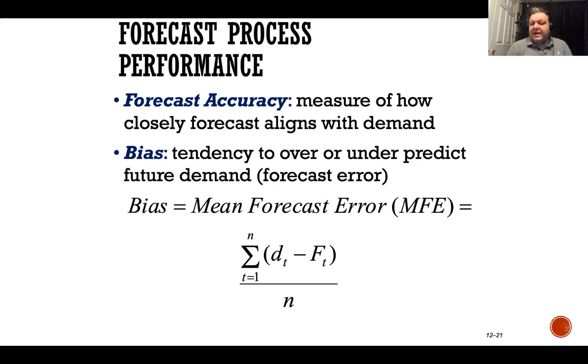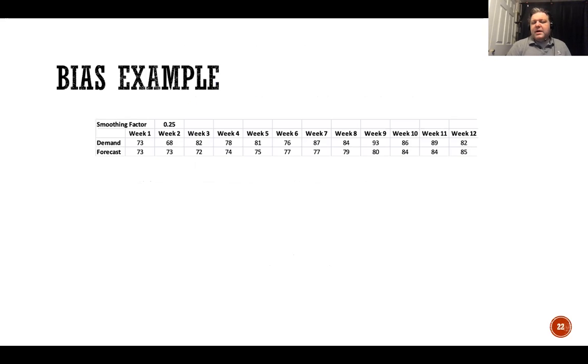The first one is called bias, and the equation looks challenging. It's got a sigma in there for summation. You're going to subtract the demand minus the forecast and divide by the number of forecast periods. This is easy. It's just taking the average. So notice we filled in our information from the exponential smoothing equation. This is our problem from before.